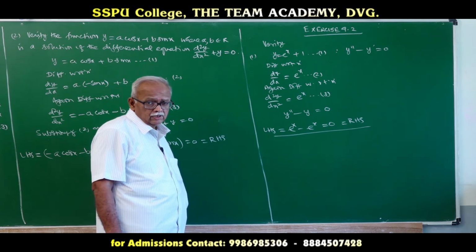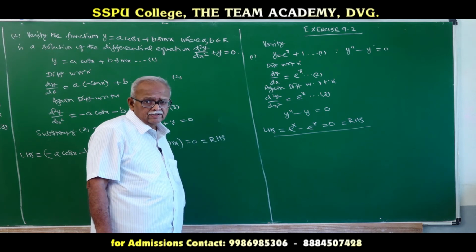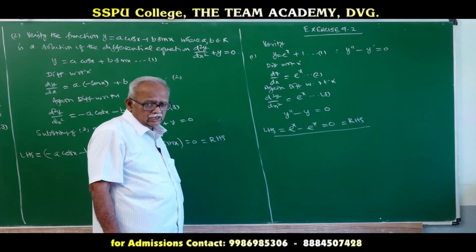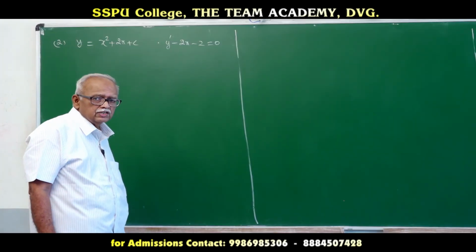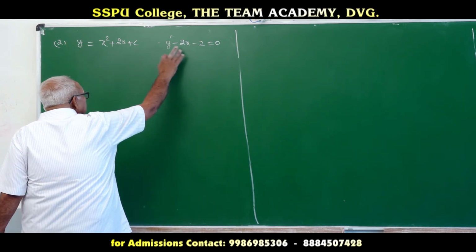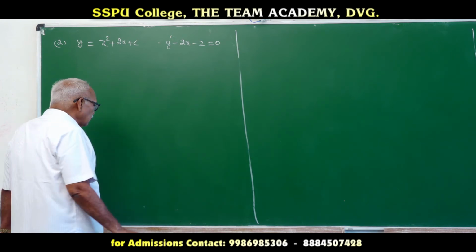x plus 1. Prove that y double dash minus y is equal to 0. We have to get the first order and second order derivative, substitute in the given differential equation and prove that LHS is equal to RHS. So, next question is second question. You can see they have given the function and its differential equation. We have to verify it.